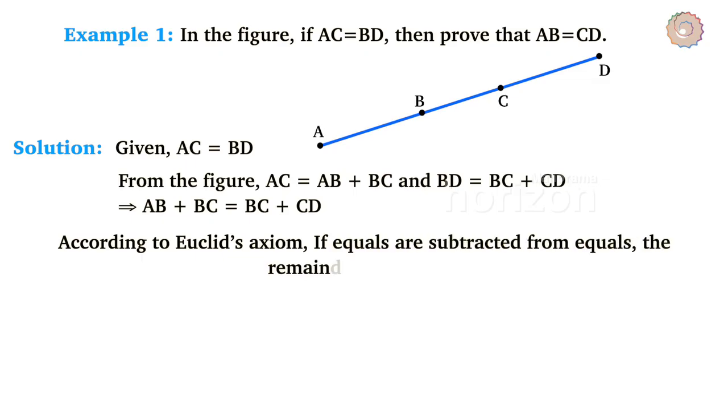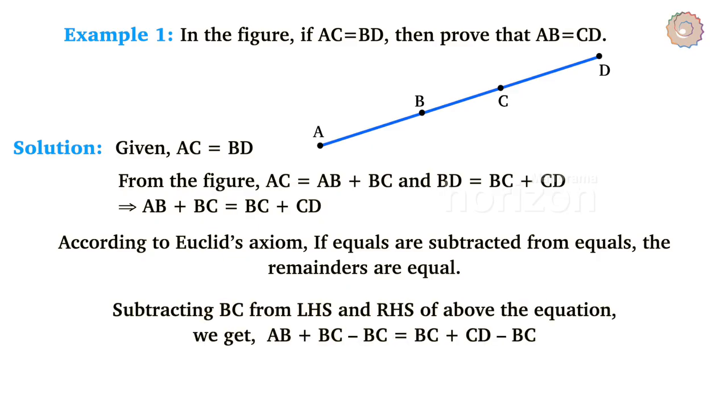According to Euclid's axiom, when equals are subtracted from equals, remainders are also equal. So subtracting equals, that is BC, from LHS and RHS of the above equation, we get AB plus BC minus BC equals BC plus CD minus BC. That is AB equals CD. Hence, we have proved the statement.